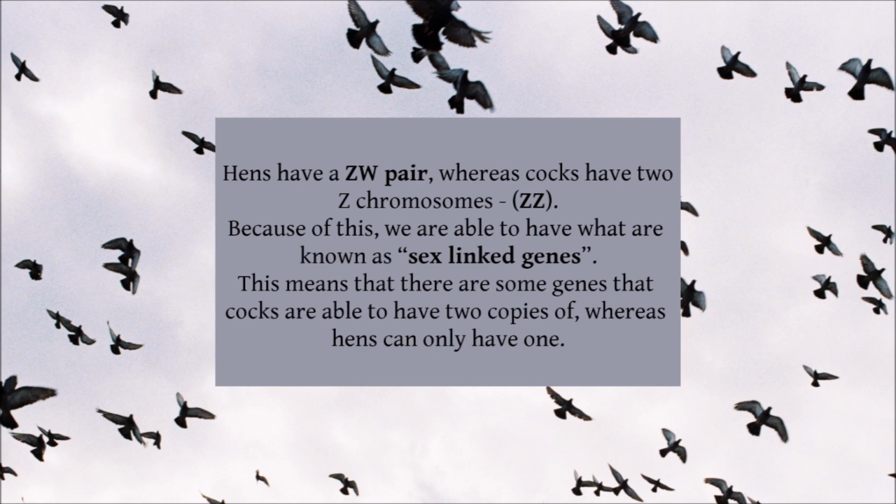This means that there are some genes that cocks are able to have two copies of, whereas hens can only have one. Imagining our example of two books again, this means that when it comes to sex-linked genes, hens will only have one set of instructions, without another book to compare it against. We will expand more on this later as our knowledge and understanding grows.